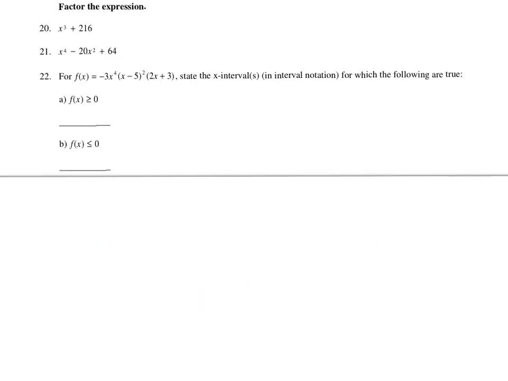All right, next up here, number 22. So for this one, we are going to just graph this. So I'm going to go ahead and graph it. I know it's degree, let's see, 7 negative, so it'll be going like that. And then I have a 0 at 0, which is going to bounce. 5 is going to bounce, and then -3/2 will be our lone cutter there. So we're going to cut through at -2, and then bounce, and then bounce.